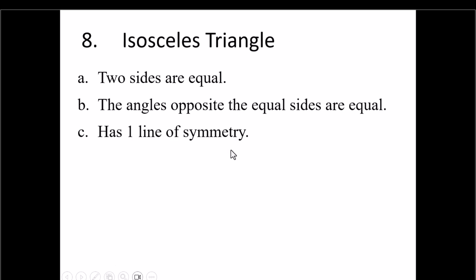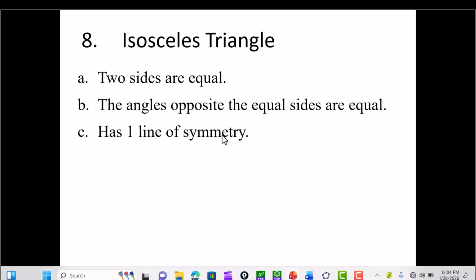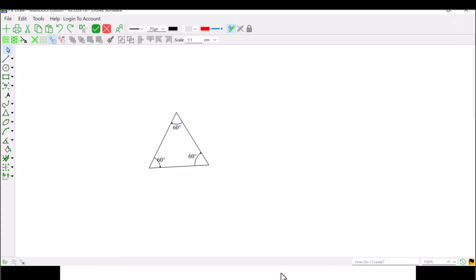The next triangle is isosceles. Let me also use this to demonstrate it. In isosceles, two sides are equal. You can see isosceles here. In isosceles, only two sides are equal.